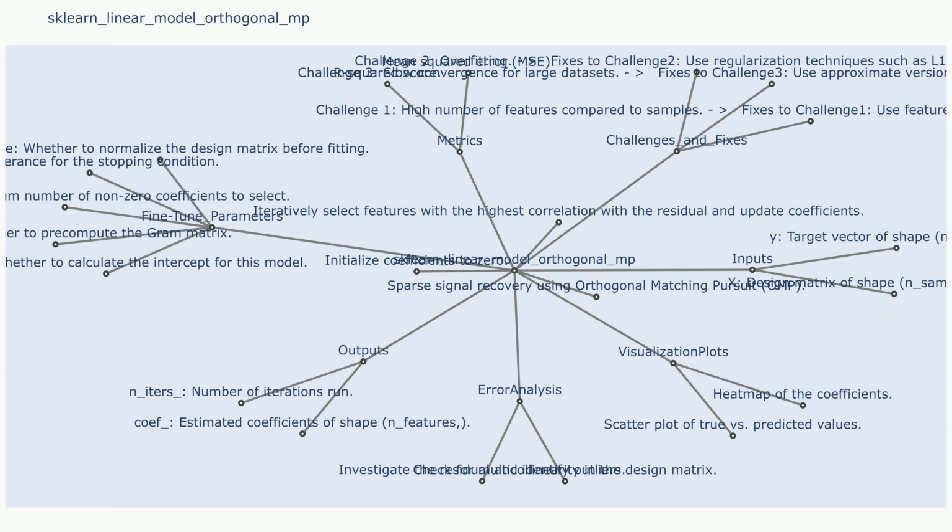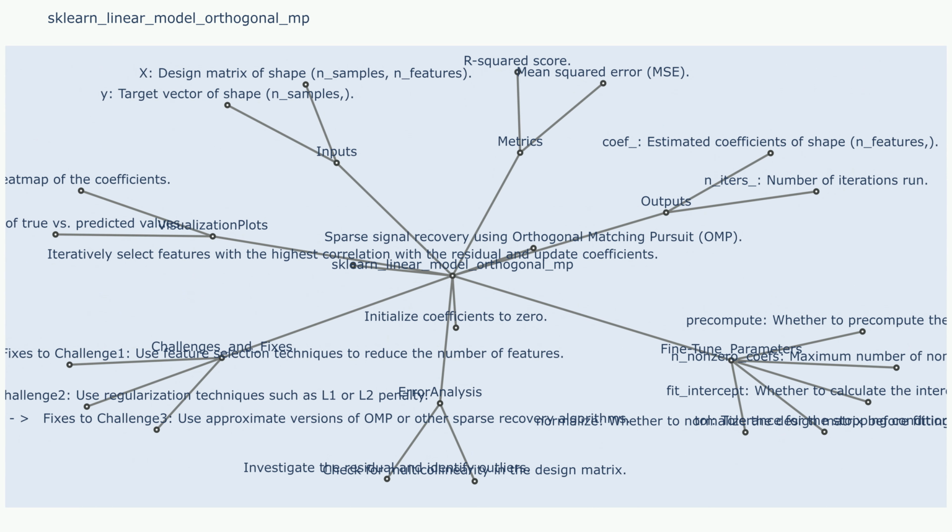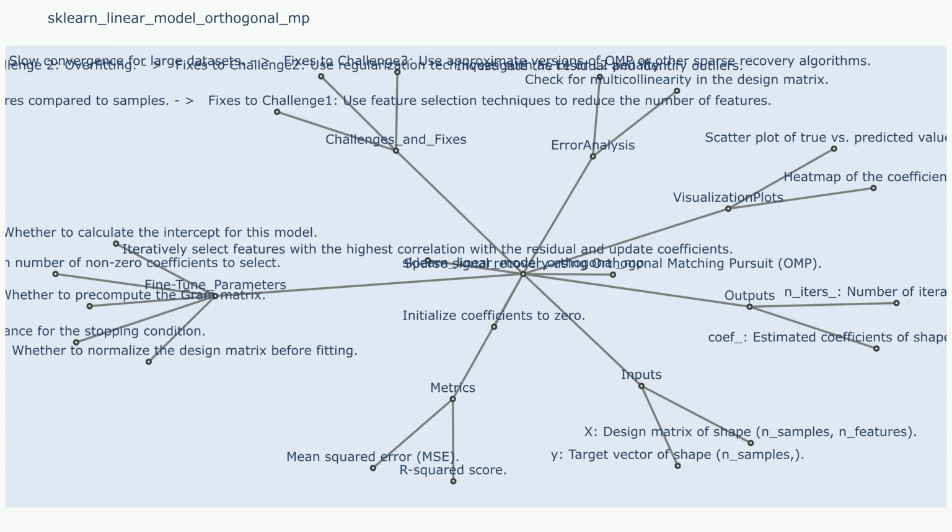Challenge 2: the OMP algorithm can be sensitive to noise in the data. Sample use case that resulted in challenge 2: noisy measurements of the signal. Fixes to challenge 2: use a robust regression method to handle outliers. Use a regularization technique to penalize large coefficients.